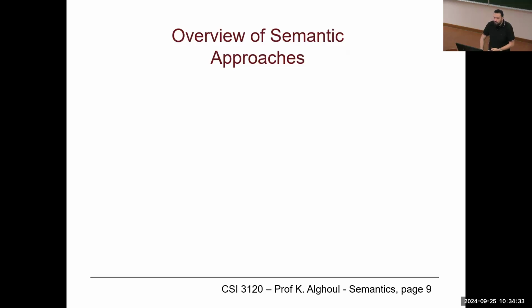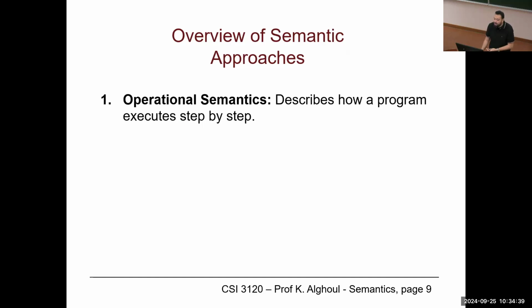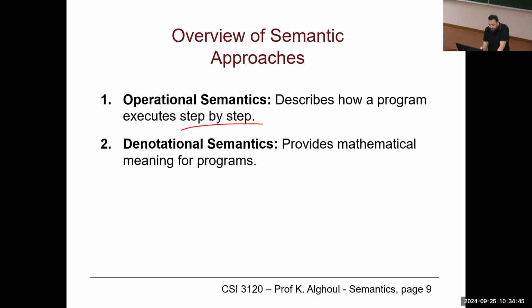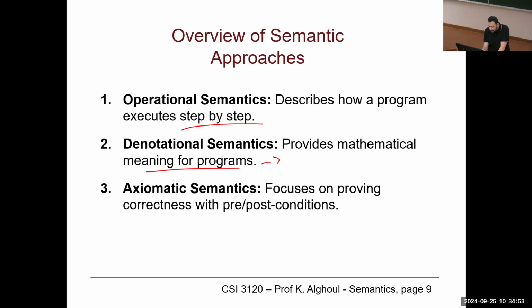So let's take an overview of semantics approaches. The most popular ones are operational semantics, which describes how a program executes step by step. We're going to talk about it. And then we have the denotational semantics. It provides the mathematical meaning of programs, mostly based on functions. And then we have the axiomatic semantics, which focuses on proving correctness, but with something called pre and post conditions. We're going to talk about them a bit more.